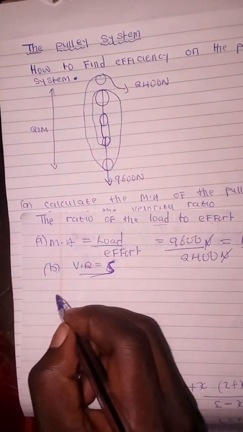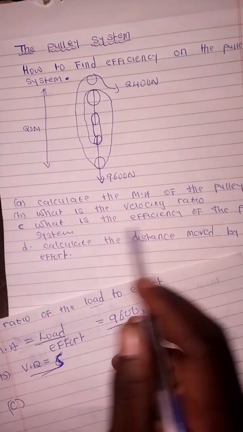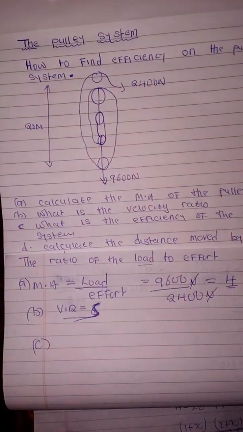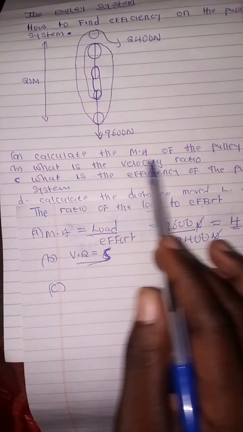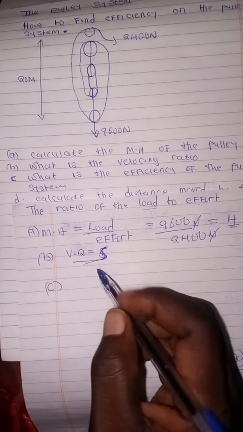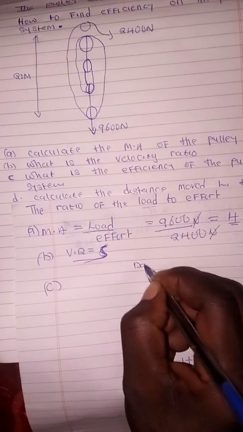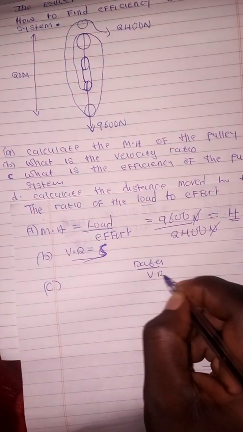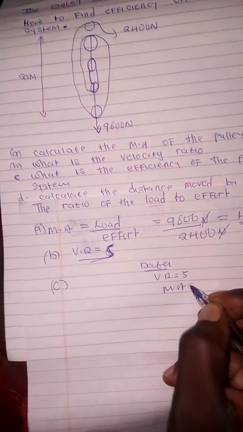Then C. What is the efficiency of the pulley system? I want to find the efficiency of the pulley system. According to the data you have been given, what have you been given? Do you have velocity ratio? So my VR is equal to 5. My mechanical advantage is equal to 4.